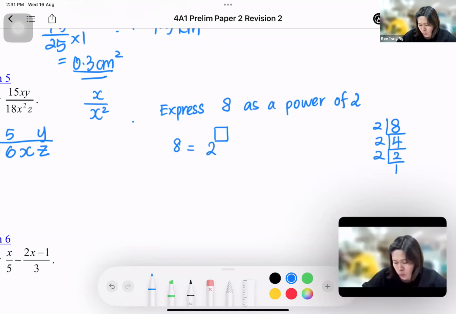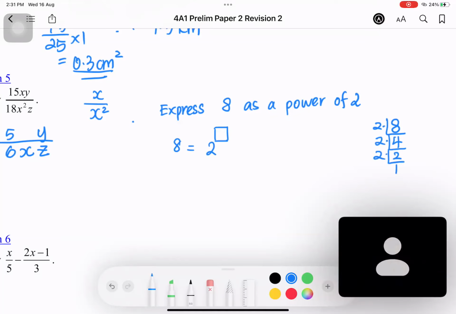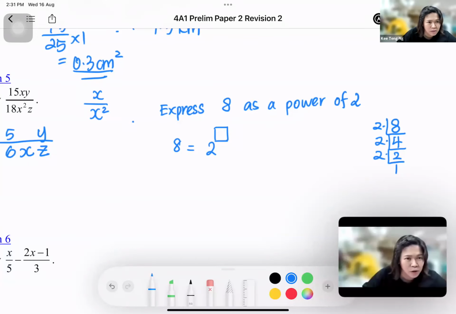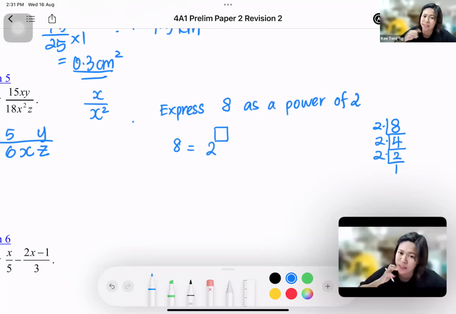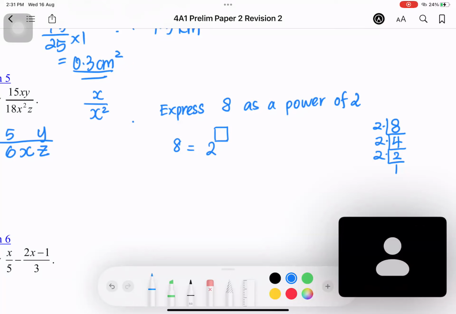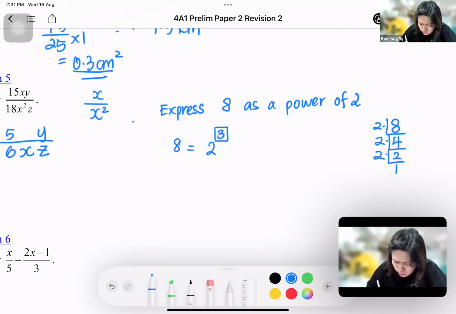So 8 is 2 to the power of how many? How many times? 3 or 4? So can I just square root? It's not square root, it cannot be square rooted. It's divided by 2. So 8 is 2 to the power of 3.